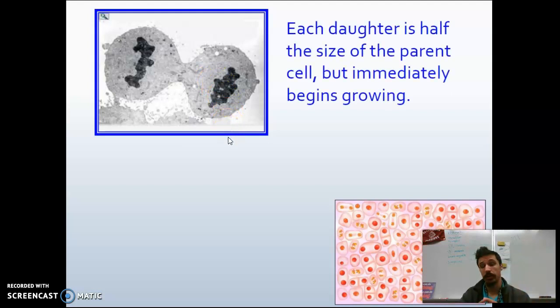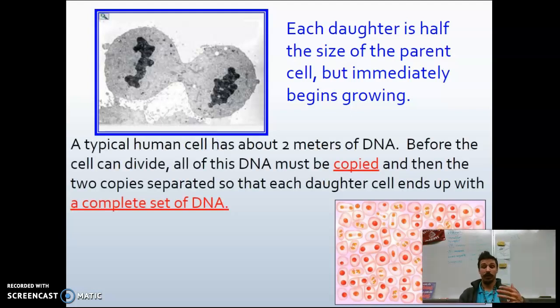So each daughter cell, when it's made via cell division, is about half the size of the parent cell, the initial cell, if you will. But they immediately start growing, and they become the size of a mature eukaryotic animal cell. And again, keep in mind that we're always talking about eukaryotic animal cells unless otherwise specified. So a typical cell, like the ones we saw of our own under the microscope, has about 2 meters worth of DNA inside the nucleus, packed into those structures called chromosomes. 2 meters is 6 feet, and we needed microscopes to see these cells, and we could barely see the nucleus of those cells, and yet you're telling me there's 6 feet of DNA in there?